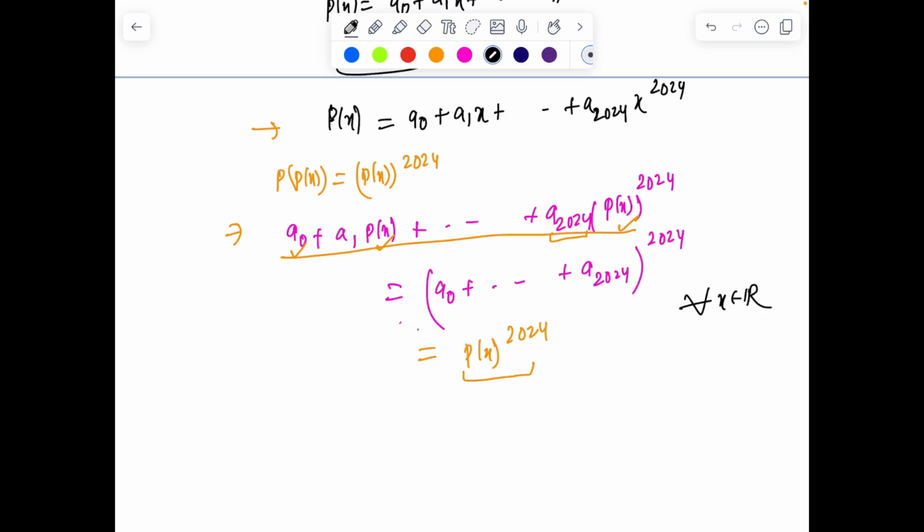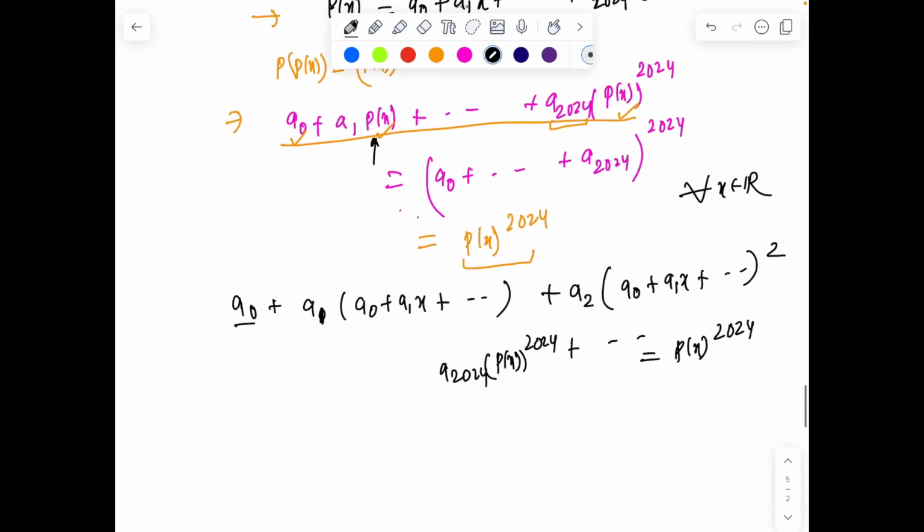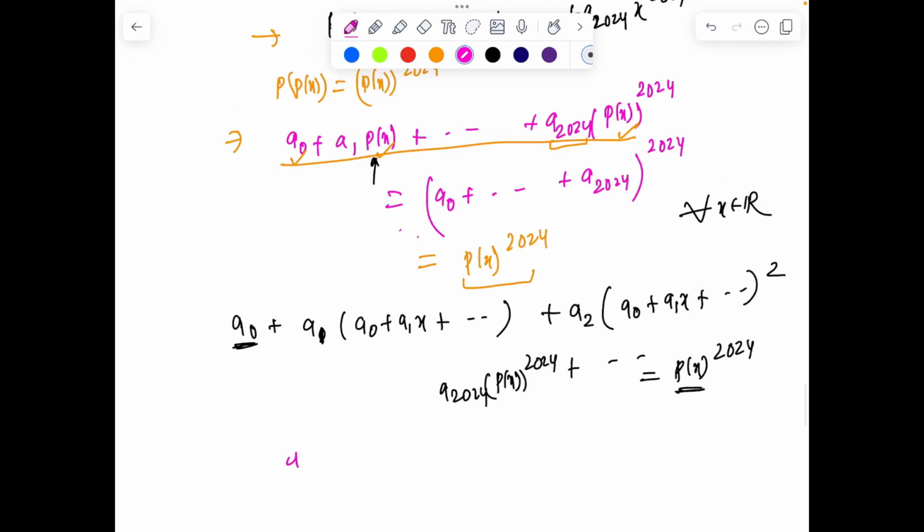If it is true for all x belonging to real numbers, it's definitely possible because the RHS is not having any other term. Right? One way of visualizing this is you can even write p of x as the original expression. So you'll get a1 times (a0 plus a1x) and so on and so forth. Again, you write a2 times (a0 plus a1x) whole square and so on. And then last we'll have p(x) to the power 2024. And the last of the LHS is a2024 p(x) to the power 2024.